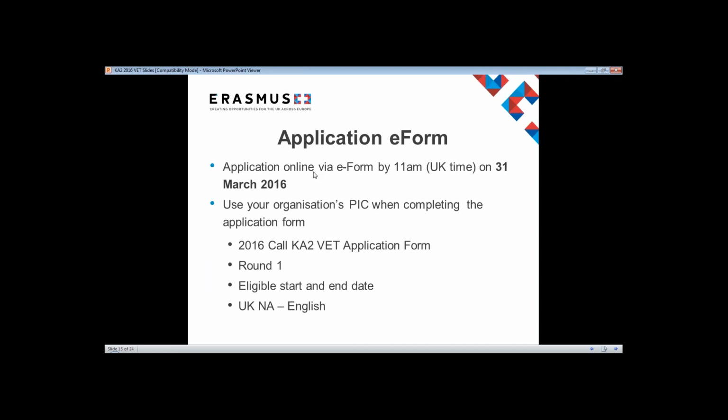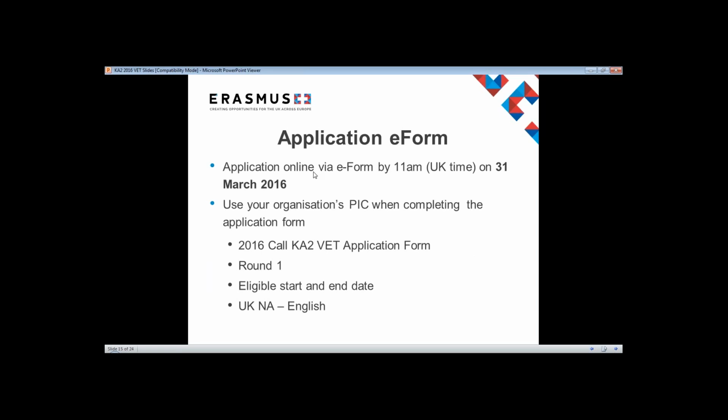Okay, so after brainstorming your project idea and following the registration process, you can move on to the application form. The application form is an eForm and will need to be submitted online by the applicant organisation by the deadline of 31st of March 2016. Please keep in mind that this is 11 a.m. UK time, as the deadline for applications is generally 12 p.m. Brussels time.